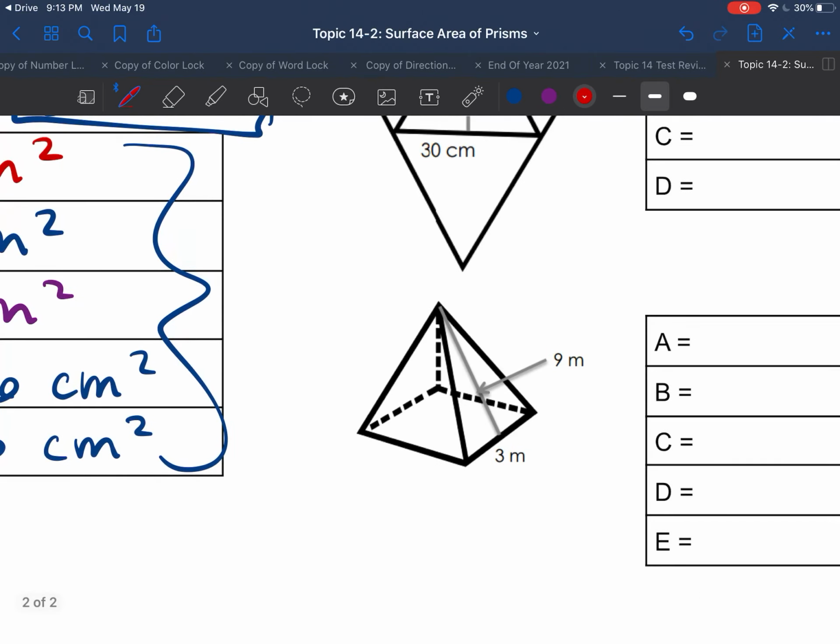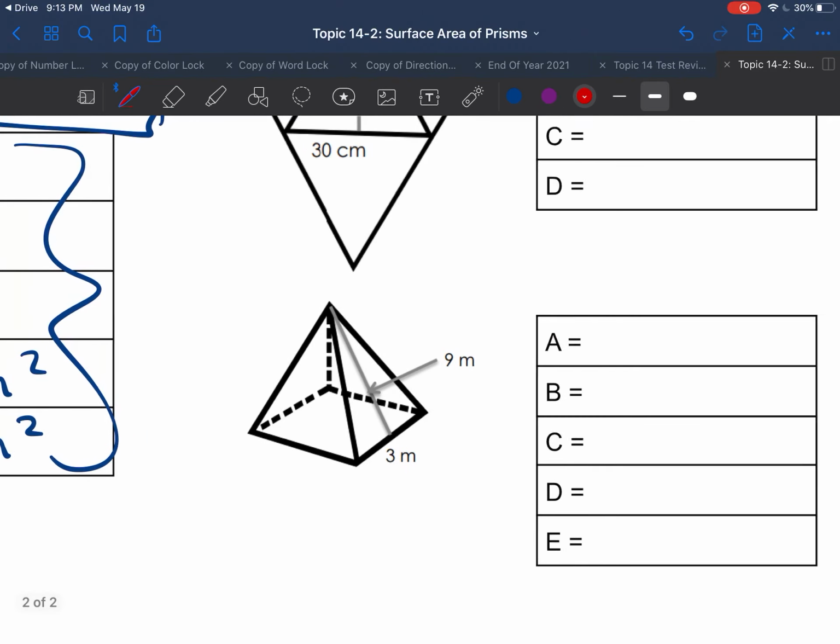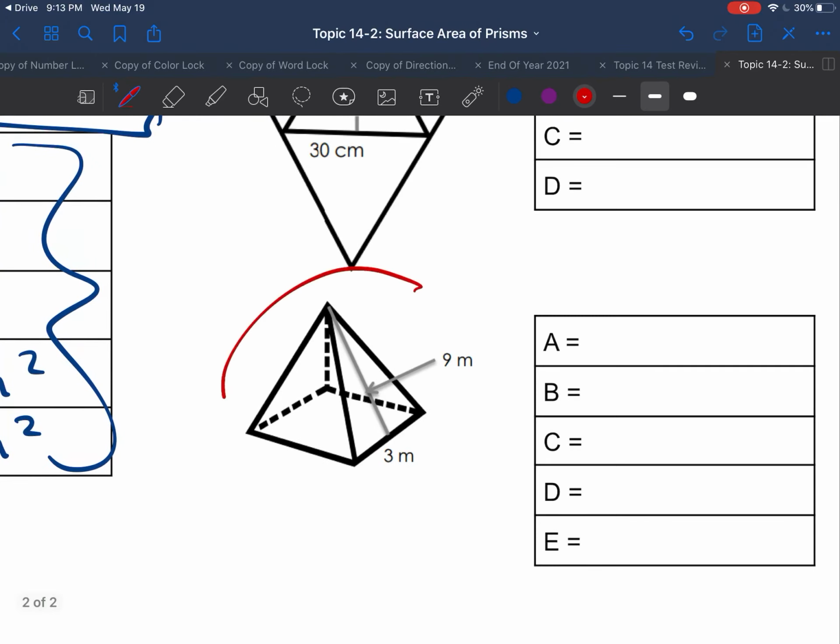Now this last one, there's not a net drawn. So what you are going to need to do is draw the net of this shape on a separate piece of paper and then figure out what the surface area of that shape could be.